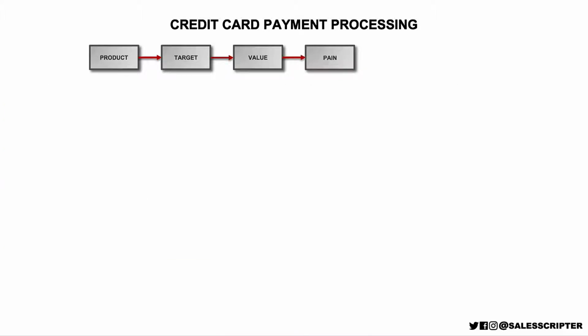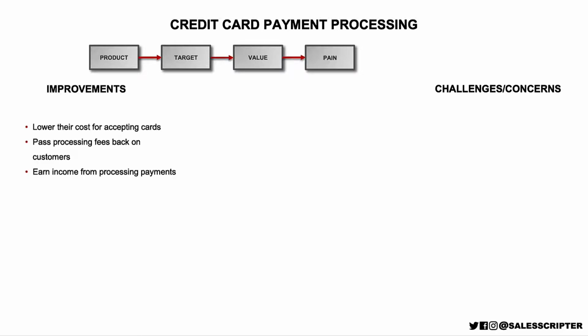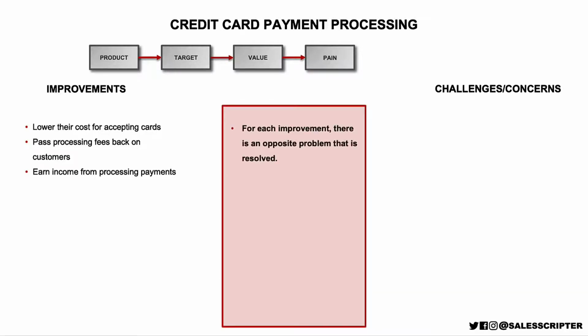And the next step in the process is to think about any pain points that you can make go away for your customers. And again, all we're trying to do here is think of probably between 3 to 6 different challenges or concerns that we can help make go away and we can talk about in our sales pitch. And here's the trick, is that we can bring back the improvements that we just thought of on the previous step, because for each improvement that we create, there's typically an opposite problem that's resolved.